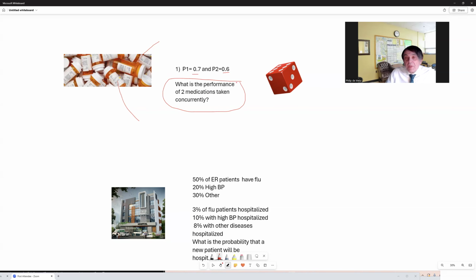Will it be less? Maybe the second medication would not give you much increase in improvement, or maybe there would be deterioration or a decrease in this performance value. So this is a very practical problem that we can solve in a very easy way. I repeat again: we have a performance indicator for one medication. For the first one it is 0.7, for the second it is 0.6. They are almost the same. And what's the performance of two medications if you take them concurrently? Will it change?